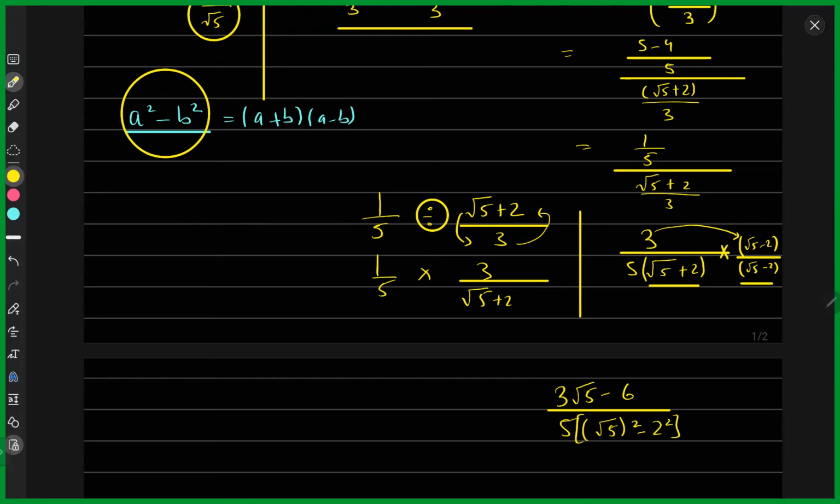Okay, let me just simplify this. In the numerator, it would be 3 root 5 minus 6. That is already done. We were able to prove the numerator directly. For the denominator, it is 5 multiplied by this, and this would cancel. I would get 5 minus 2 squared, which is 4... I mean 5 minus 4. And finally, I get the desired outcome. This is going to be the final answer.